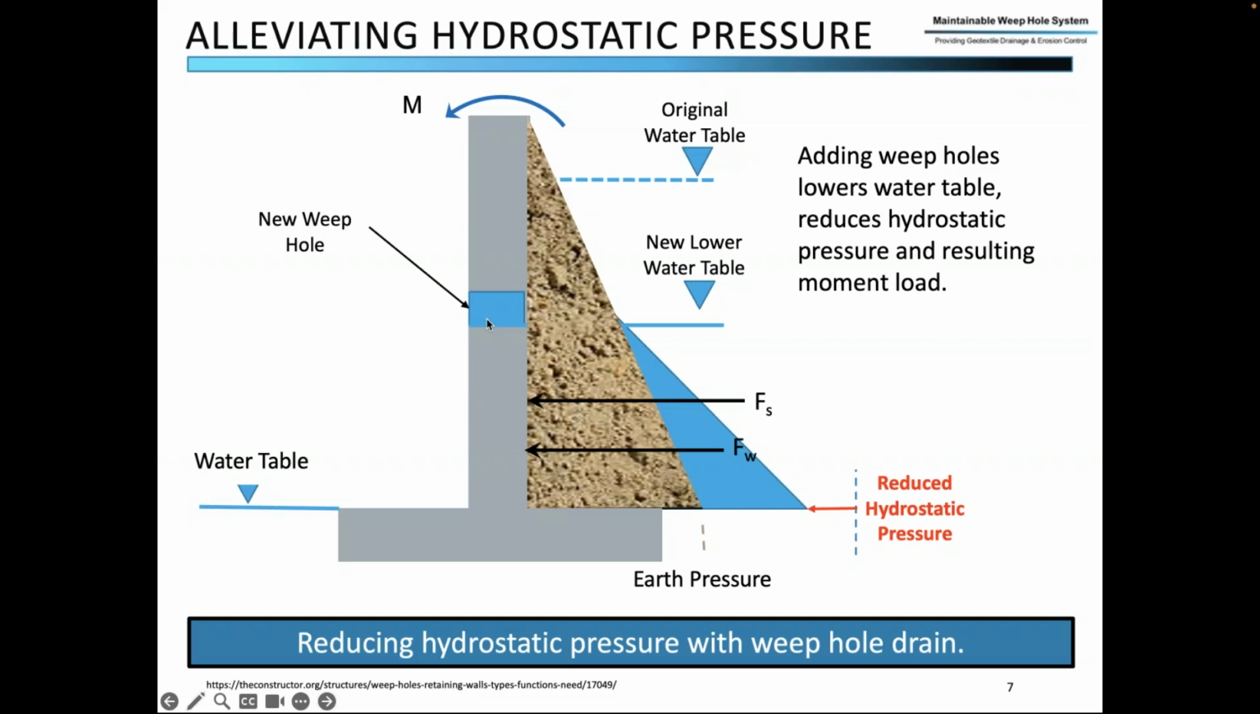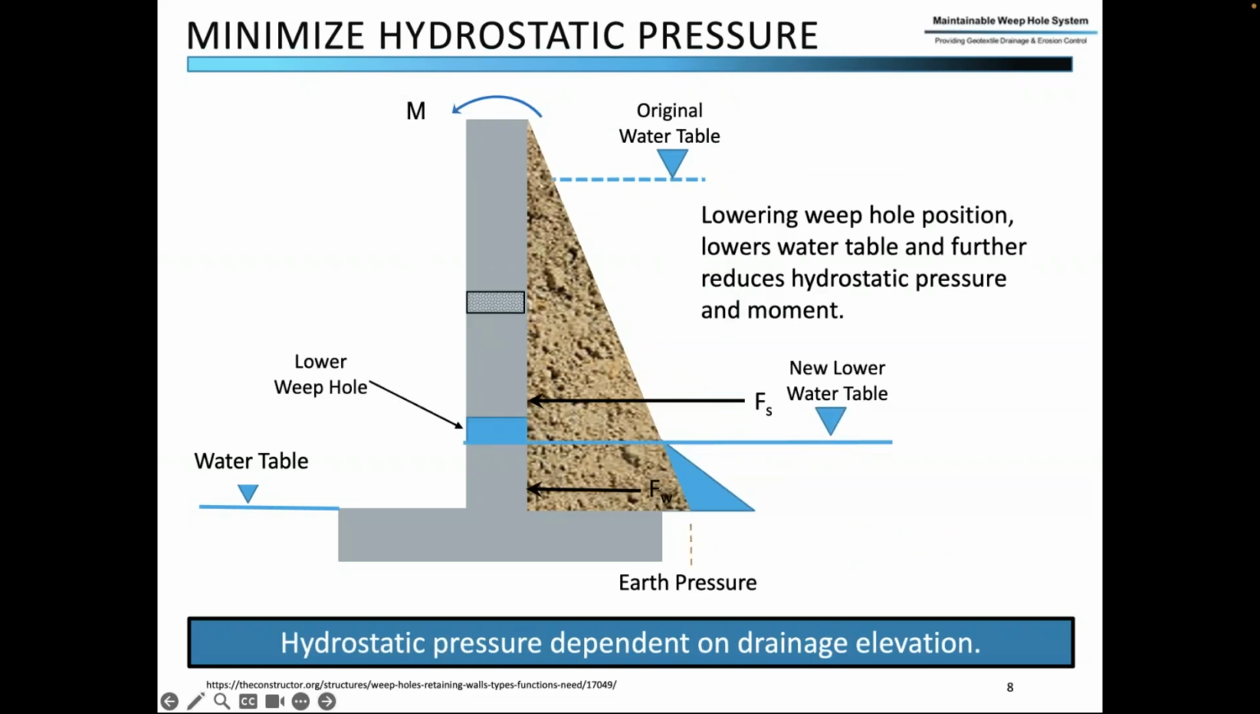This happens to be a weep hole, which is located, in this example, halfway down the wall, which means the pressure is lowering to halfway down the wall. So the goal is to get a drainage system as low on the wall as possible in order to keep the pressure as low as possible.